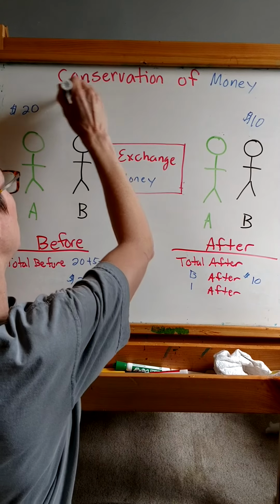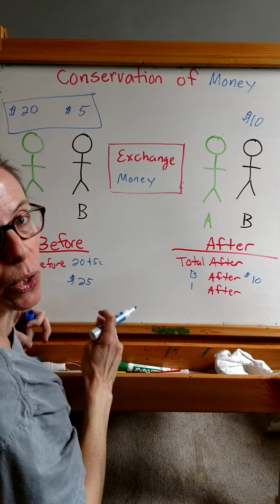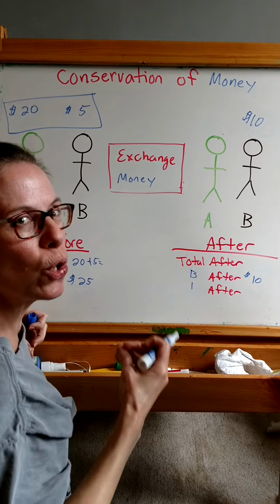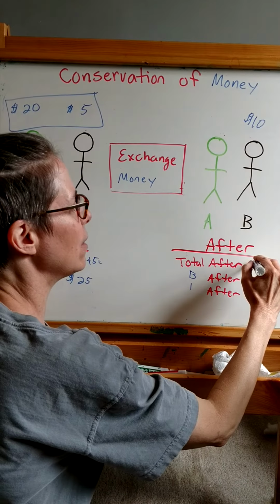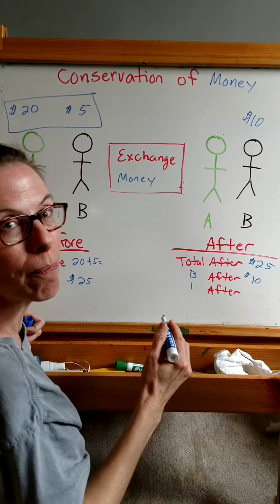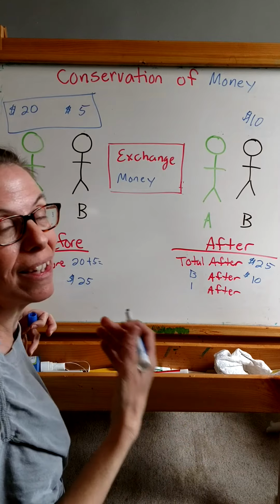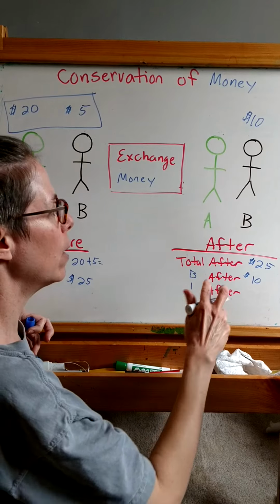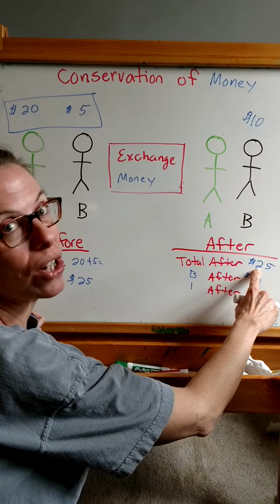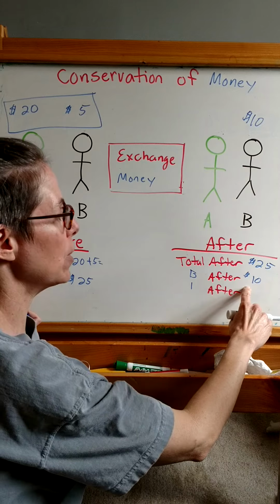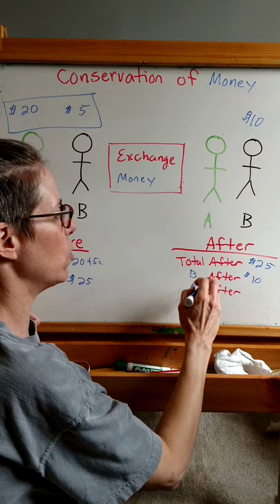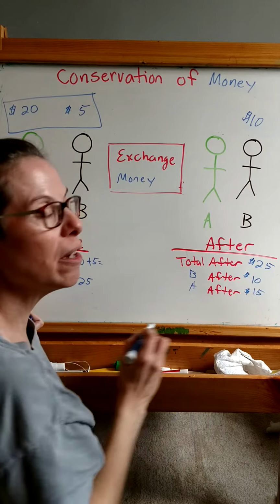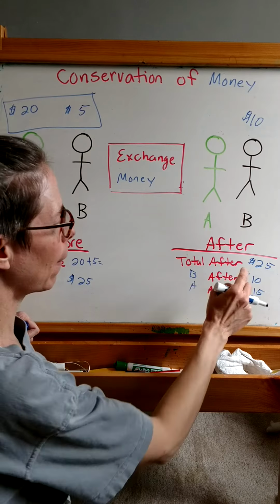Well, the thing is, we started out with $25 between the two people, and then one of those people gave money to another person. But that means that the total between those two people is still going to be $25. They didn't gain any between the two of them. They didn't lose any between the two of them. Some money just moved from one person to another person. So if our total after the exchange is $25 and person B has $10 after the exchange, then person A must have 25 minus 10. They must have $15. Okay?